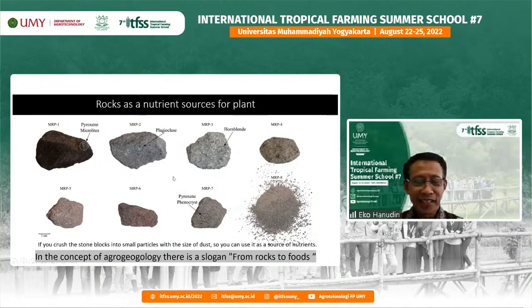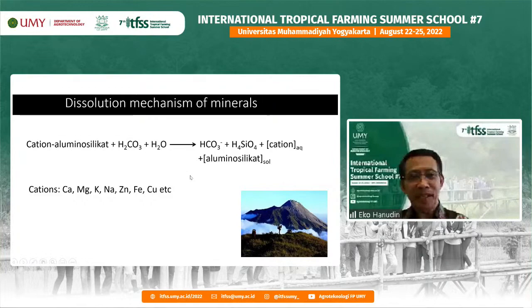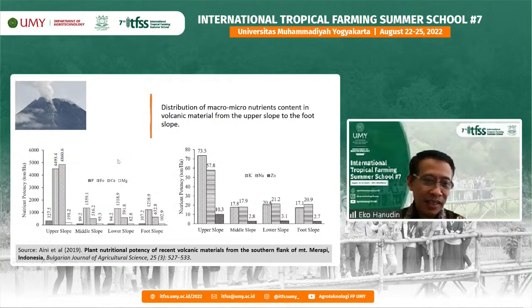This is just an example of the mechanism, dissolution of primary mineral or rock by carbonic acid. There is a proton, H plus, that can dissolve rock and release some cations such as calcium, magnesium, potassium, sodium, zinc, iron, copper, and so on. So you have these macro and micronutrients to feed the plant. This is the result done by Dr. Nur Aini, this is a publication, on how to calculate the nutrient potency in Merapi areas.